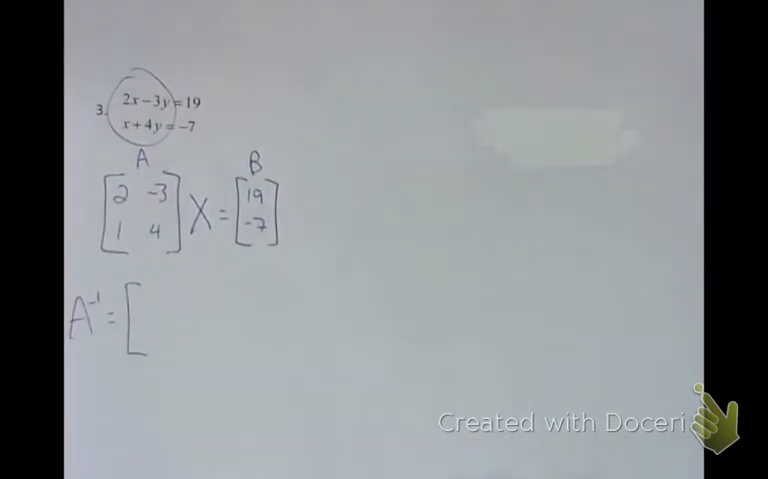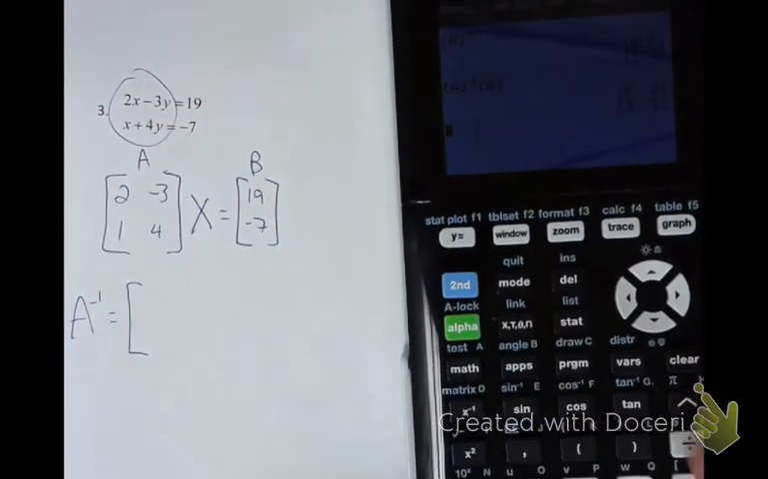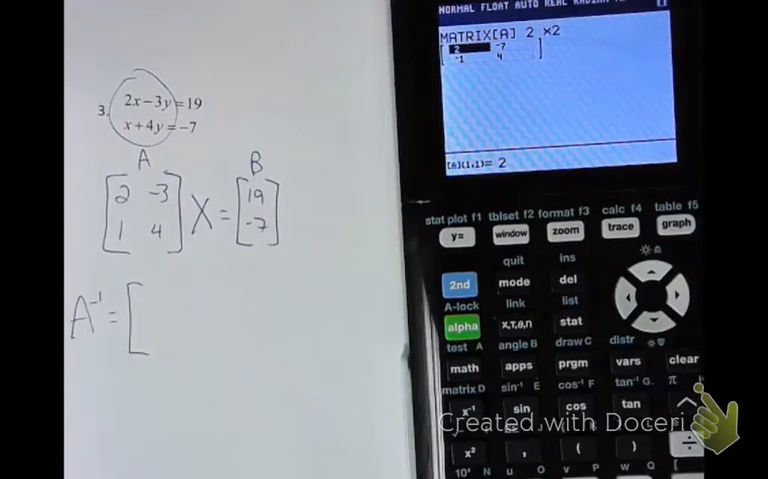Okay, all we're going to do is go to our calculator here again, just to kind of save some time. We're going to use our calculator. So I'm going to go back into my matrix menu. Again, I'm using matrix A here just to kind of keep the letters aligned.